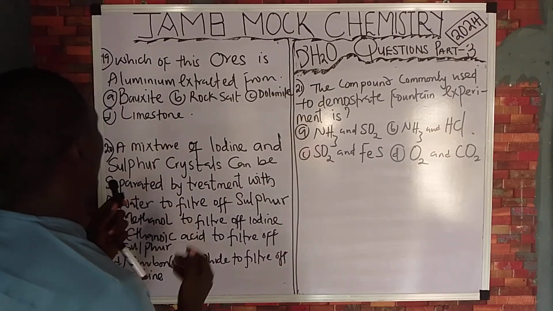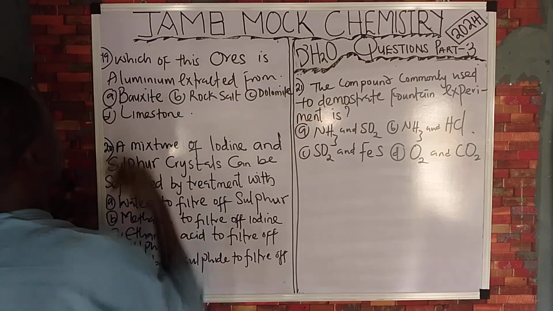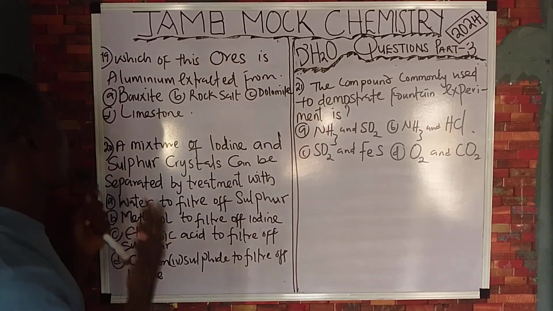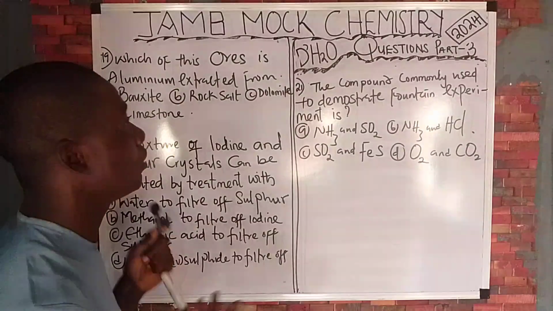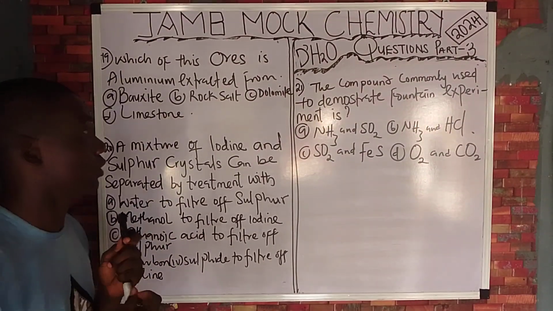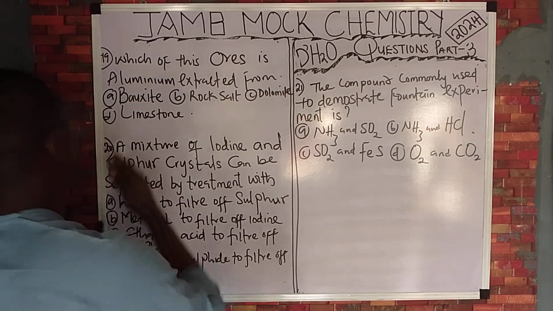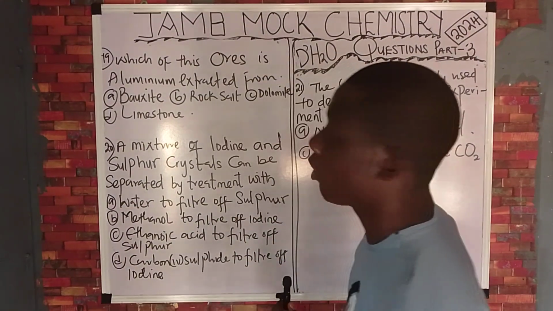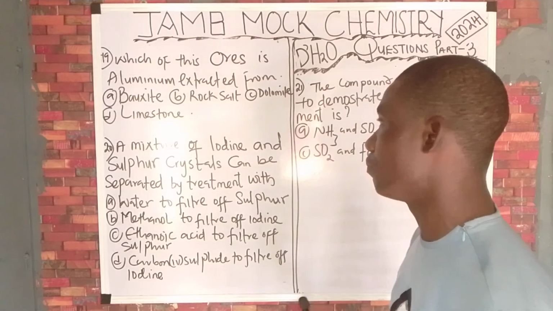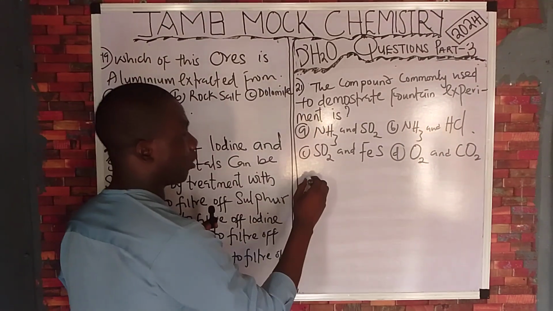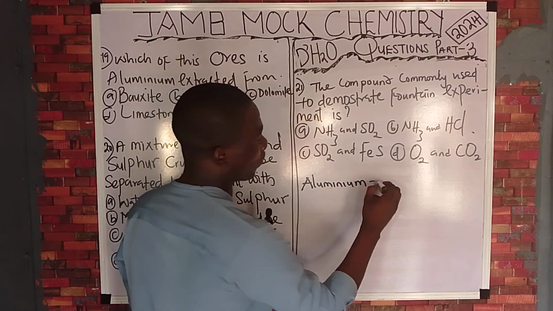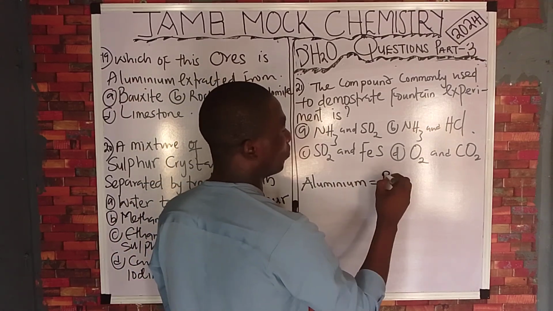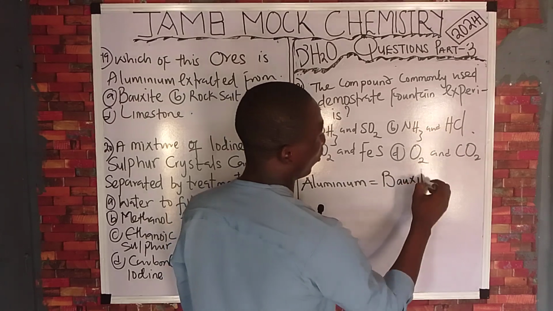Which of these ores is aluminium extracted from? This is the 19th question of your JAMB mock chemistry questions 2024. Which of these ores is aluminium extracted from? Now, what is the ore of aluminium? We all know that aluminium is gotten from bauxite.